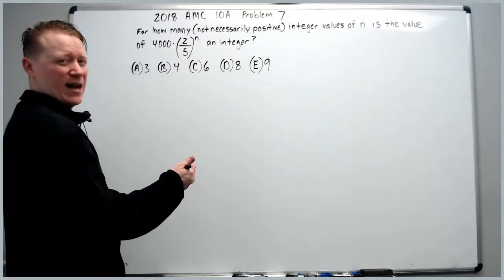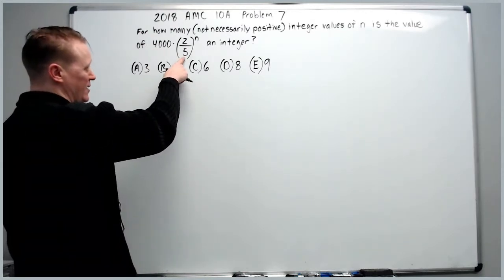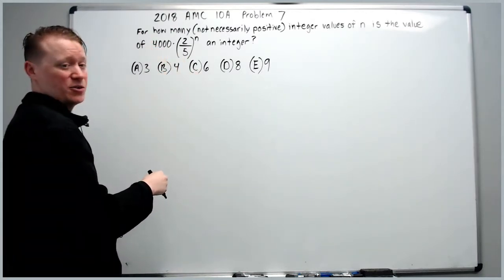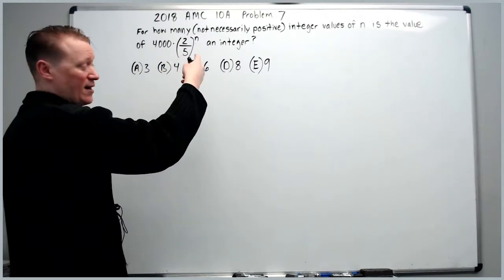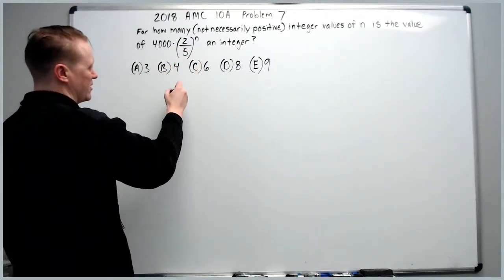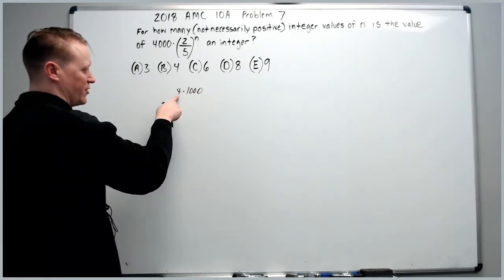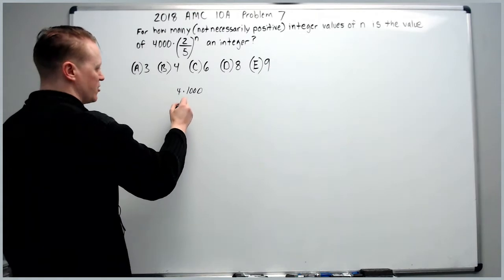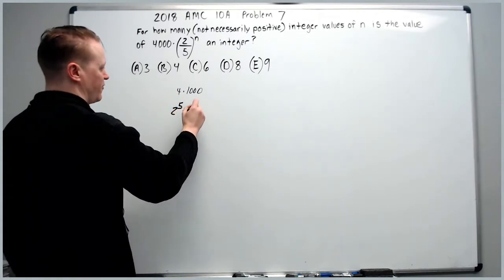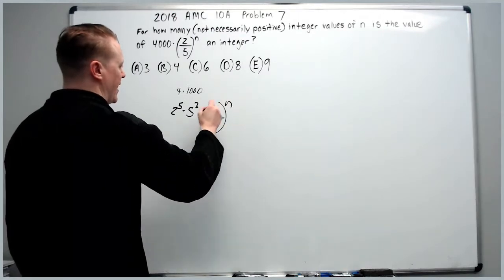In order to figure that out, you're going to want to prime factor the 4,000 because the denominator is going to have to divide into it, since it won't go into 2, and neither will 2 go into 5 when n is negative. So 4,000 is 4 times 1,000. This is 2 to the third times 5 to the third, and this is 2 squared. So it's 2 to the fifth times 5 to the third times 2 over 5 to the n.